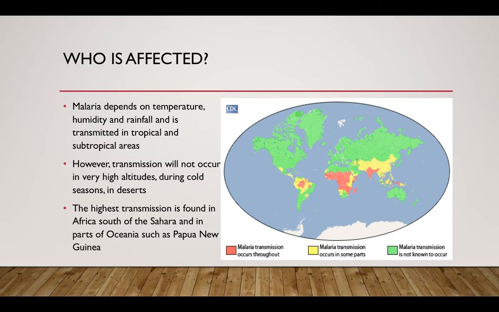These mosquitoes like tropical and subtropical areas. However, transmission will not occur in very high altitudes during cold seasons or in deserts in these areas that the mosquitoes would typically like. The highest transmission is found in Africa south of the Sahara and in parts of Oceania such as Papua New Guinea. The map I included shows where malaria occurs throughout, occurs in some parts, and where it is not known to occur.